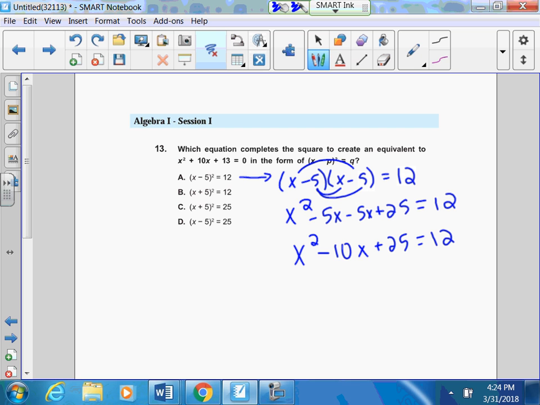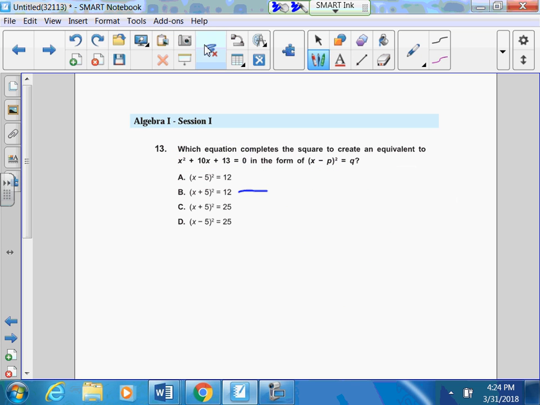Now we're going to move 12 over here. So we subtract 12. We get x squared minus 10x. What's 25 minus 12? Well, that's going to be 13. Is that the same thing we started with? No, because this is a negative 10x, and we need a positive 10x. So now we do B.